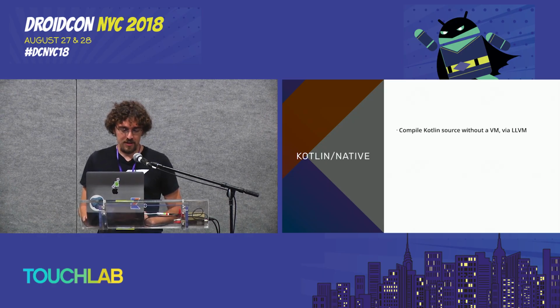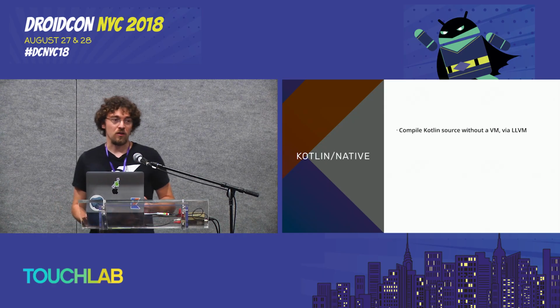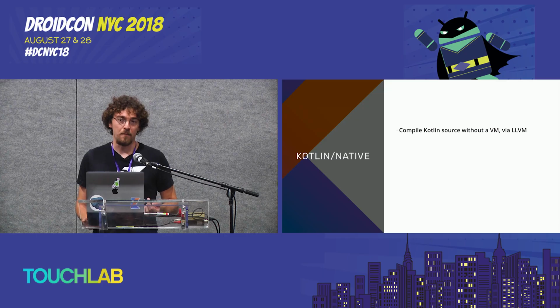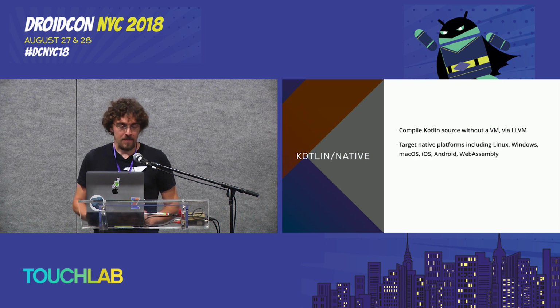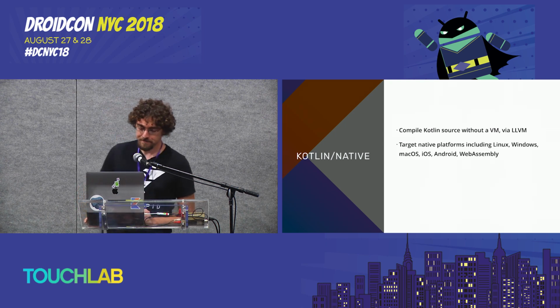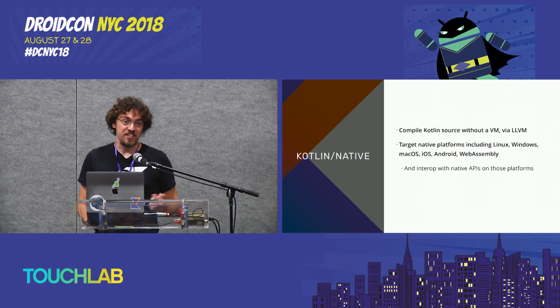So Kotlin Native is a way to compile your Kotlin source code without a virtual machine, so without the JVM, via the LLVM compiler. And it lets you target a number of native platforms, including iOS, and interoperate with the native APIs for those platforms, in the same way that the JVM Kotlin that you're used to can interoperate with Java APIs.